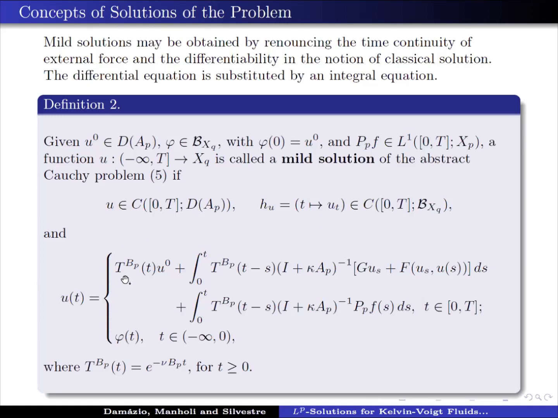Here I am denoting by T, capital T, dP, the semigroup generated by the operator BP, indeed the operator mu BP. So this u should satisfy this, let's say, general variation of constants formula.